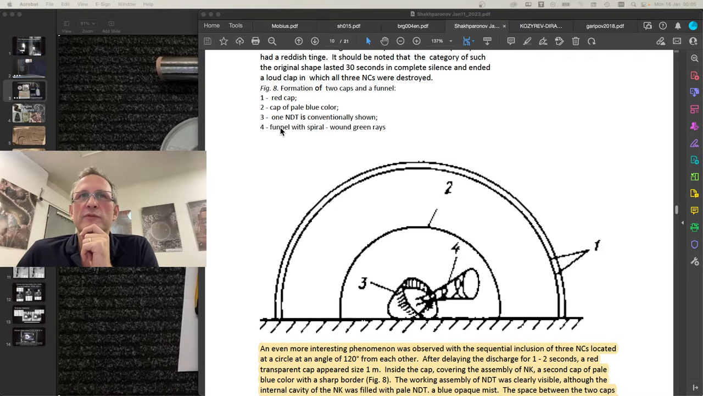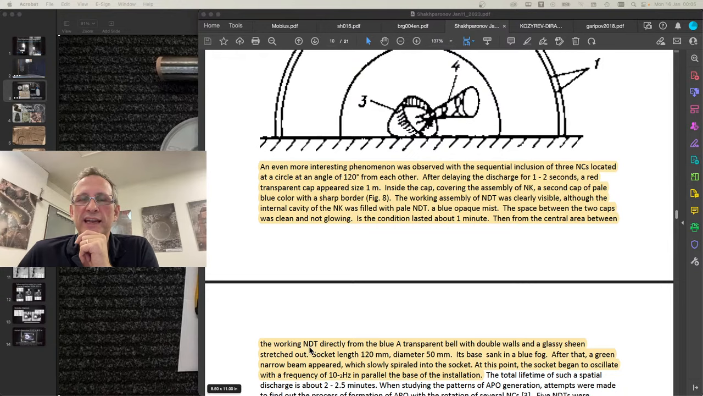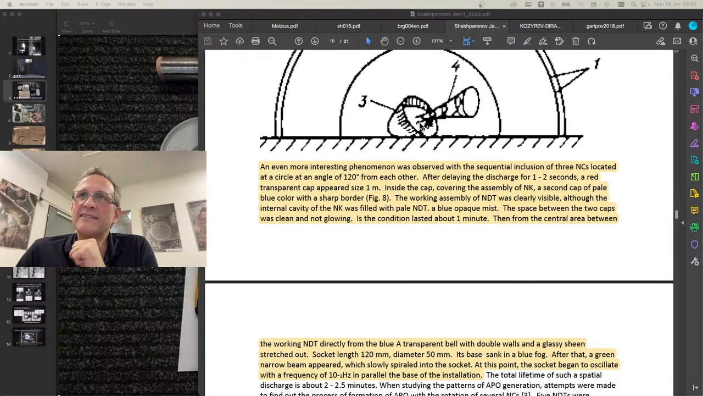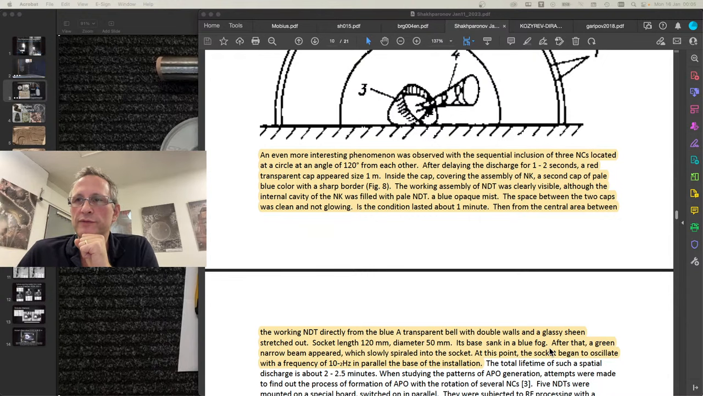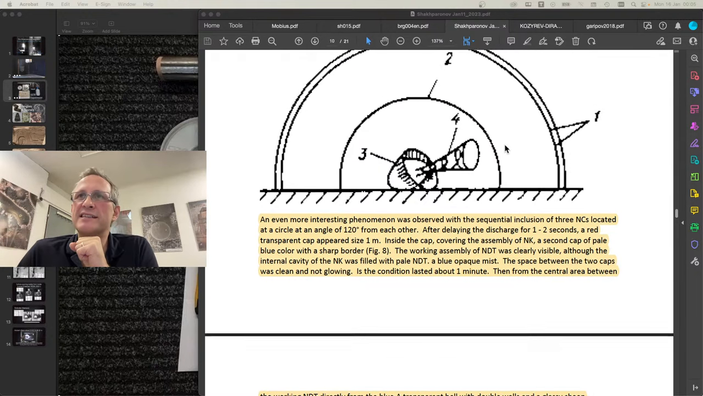And out of this, a funnel with spiral wound green rays, okay? Then from the central area between the working Mobius strip and directly from the blue transparent bell, within that, with double walls and a glassy sheen, stretched out. Its length from the center to the outside was estimated to be 120 millimeters, and the diameter 50 millimeters. Its base sank in a blue fog. After that, a green narrow beam appeared, which slowly spiraled into the socket.